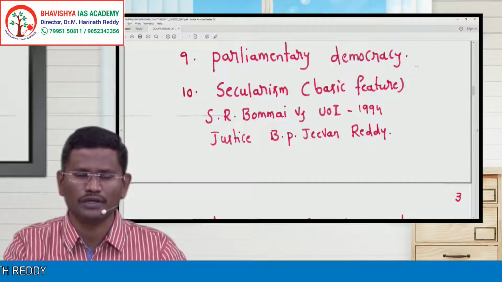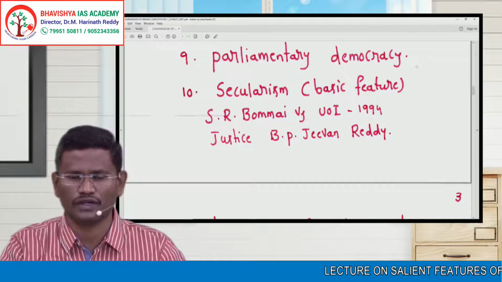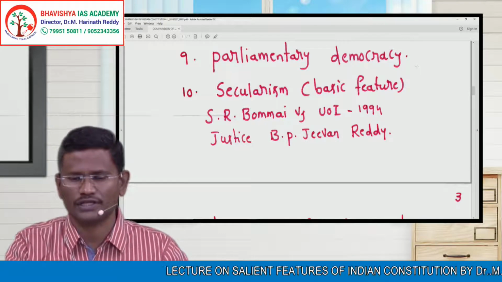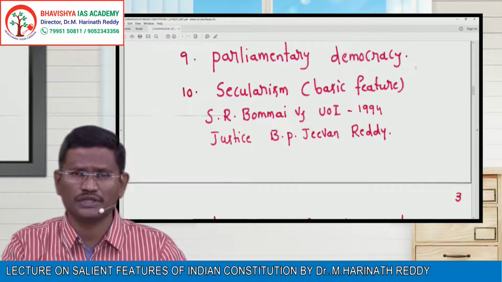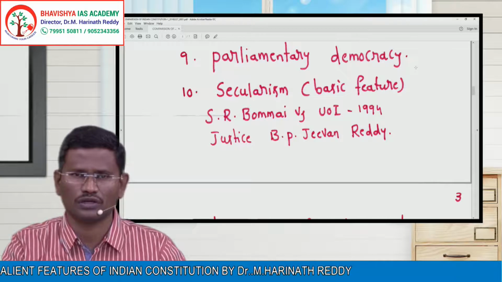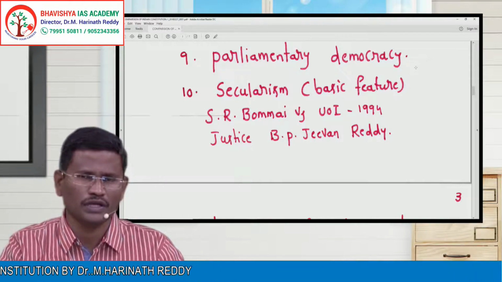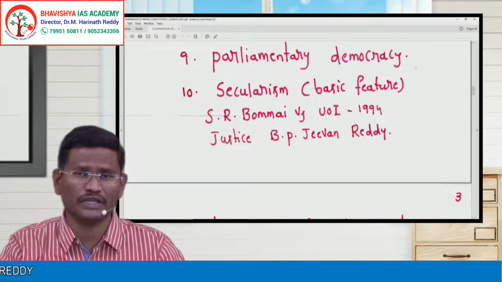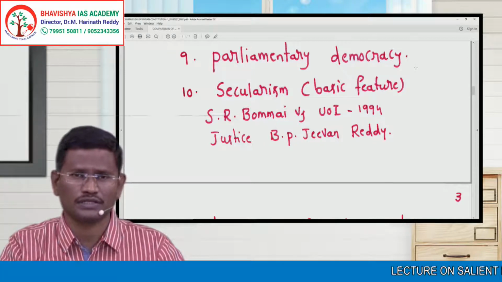And if you remember, in 1994, in one of the important cases decided by the Indian Supreme Court, S.R. Bommai versus Union of India, Justice B.P. Jeevan Reddy said secularism is a basic feature of the Indian Constitution, which means secularism cannot be taken away from the Indian Constitution, even by the Indian Parliament, by amending the Constitution under Article 368.